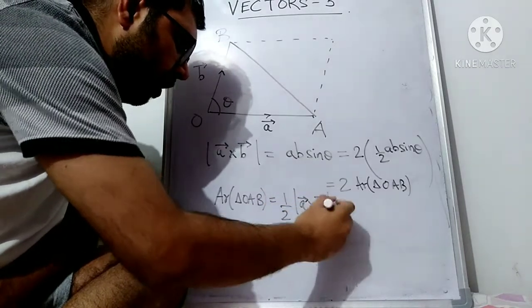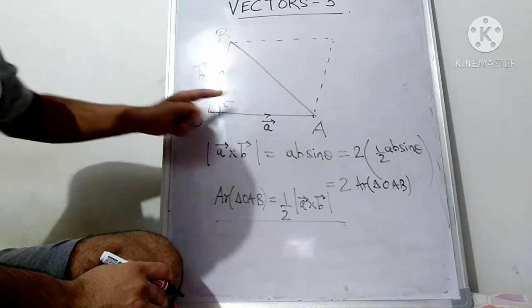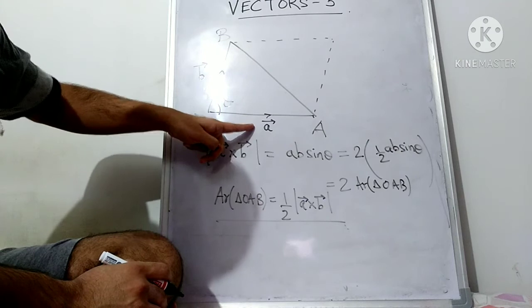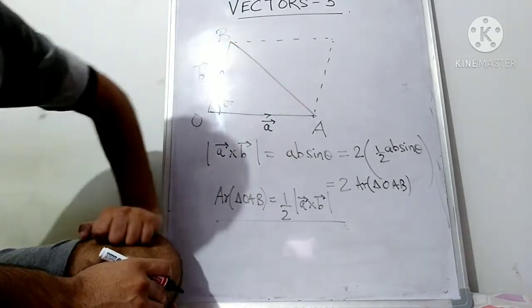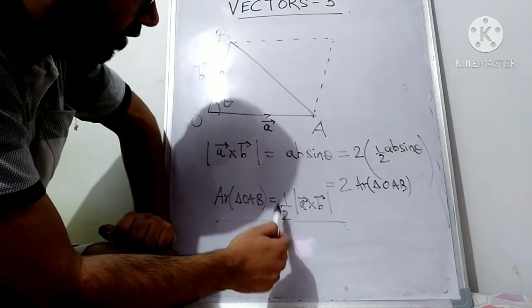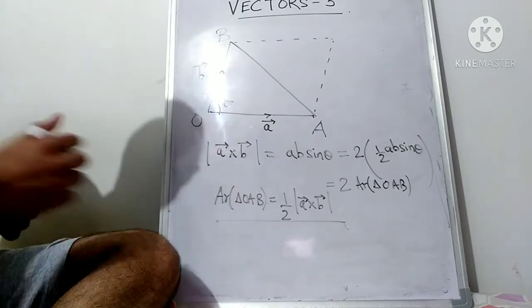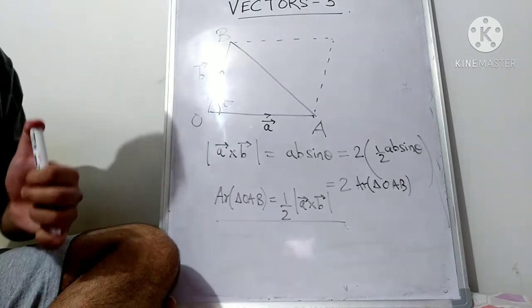So whenever we are given two adjacent vectors for a triangle, in order to find the area of the triangle, we have to take the cross product, take the magnitude of that cross product and divide that by 2. This gives us the area of that triangle. Now another application.